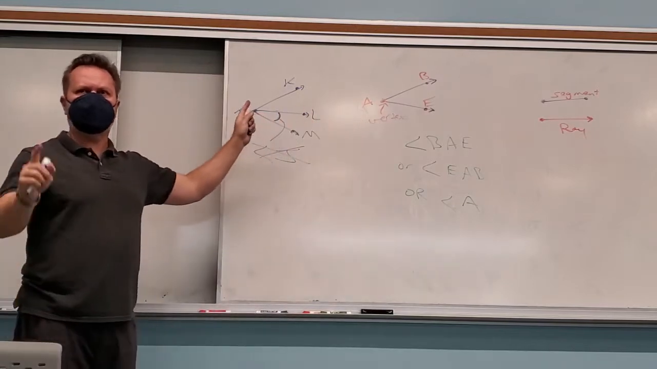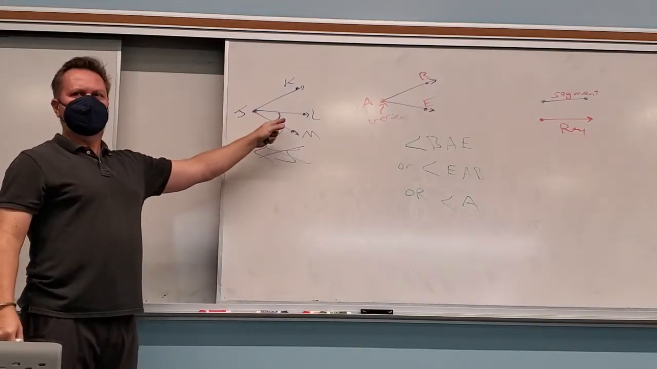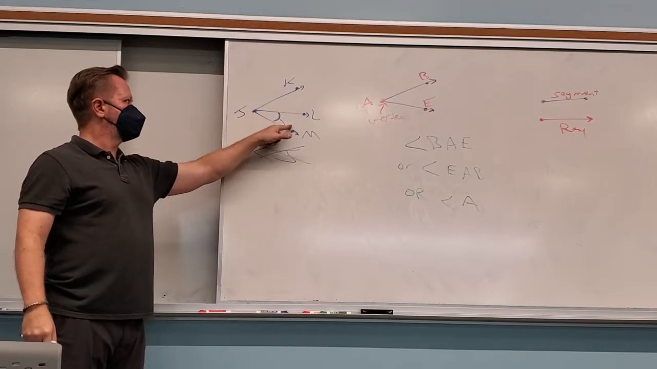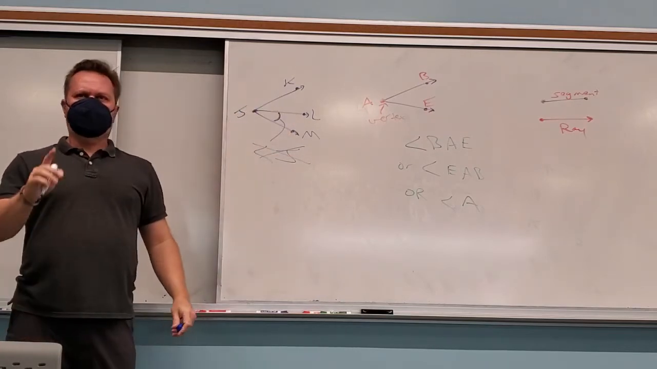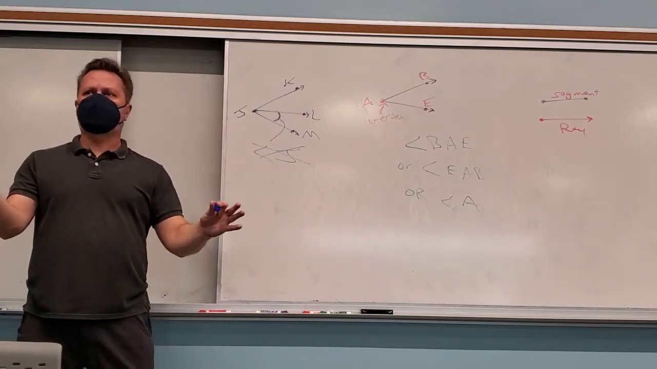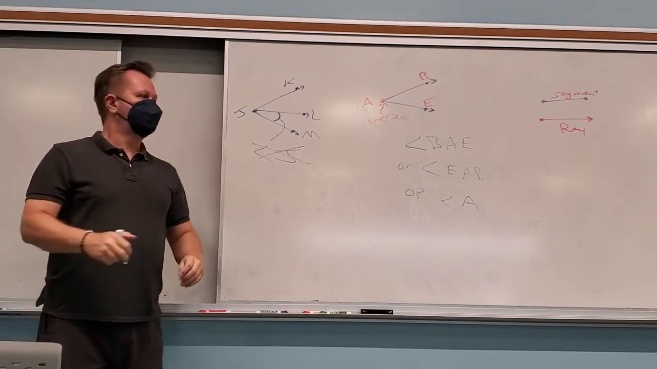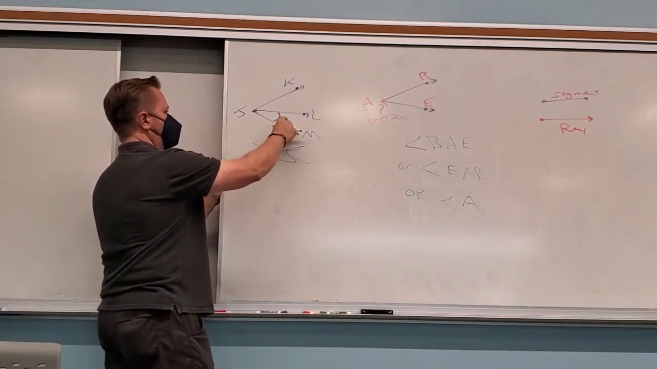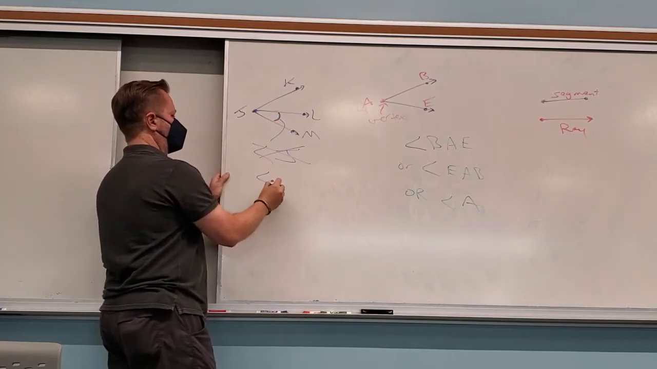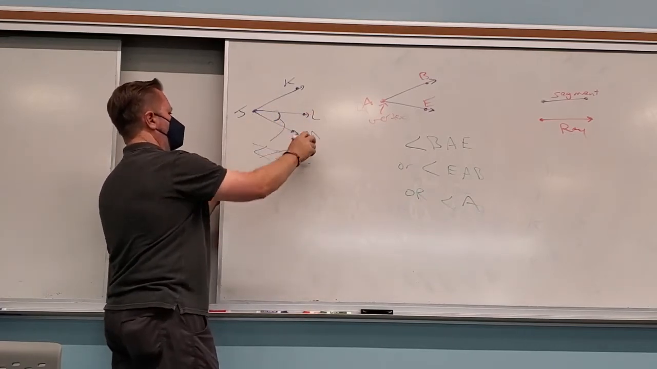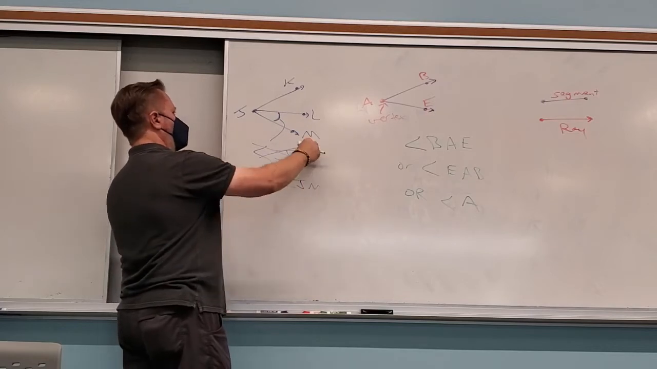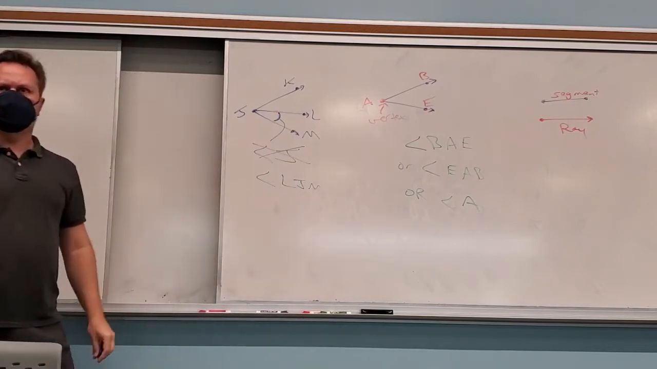Now how many angles do I have here? 3. Good! The little one, and the big one. So I can't just say angle J. It's not specific enough. It doesn't really identify which piece I'm talking about. So how do I identify just this? LJM or MJL, as long as J's in the middle.